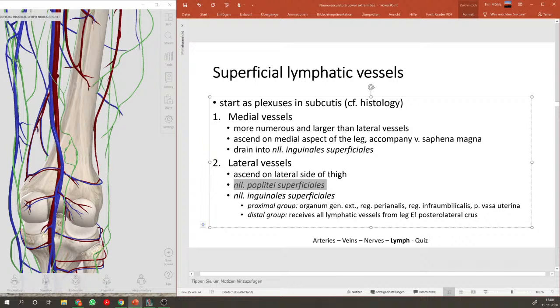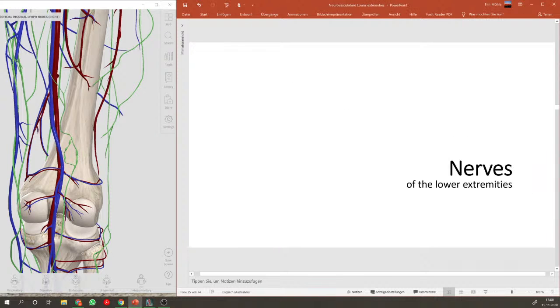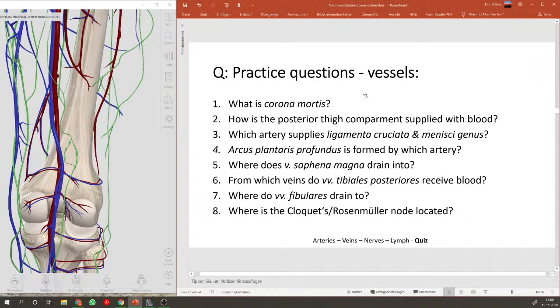All right, now before we start with the nerves of the lower extremity, we can take a break. Let's do like 5 minutes or so. You can get a snack or something. You can write some questions in the chat, or you can use the time to answer these practice questions, and I'll be back in 5 minutes.